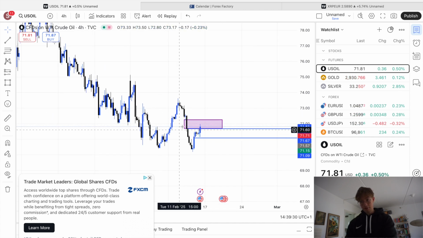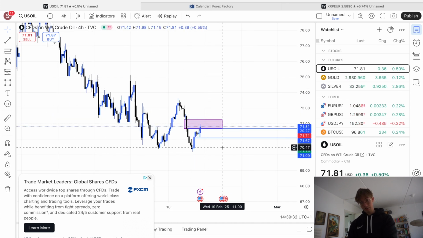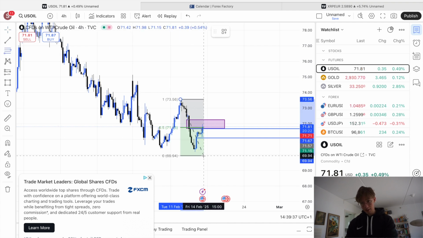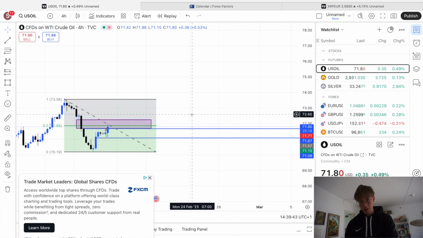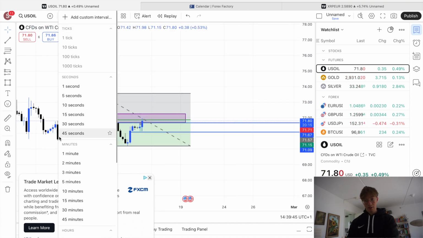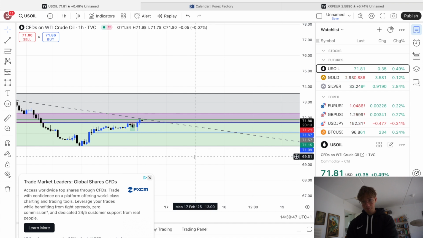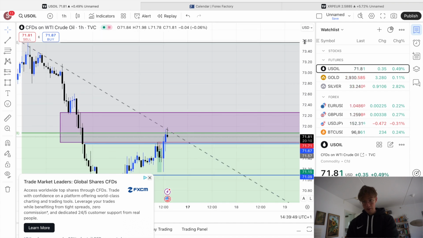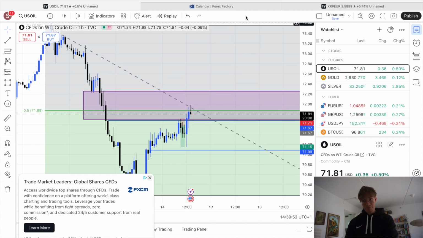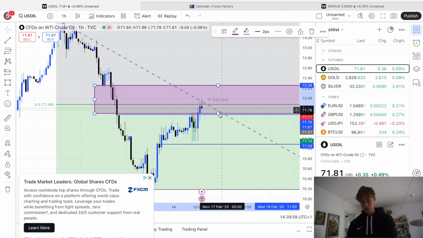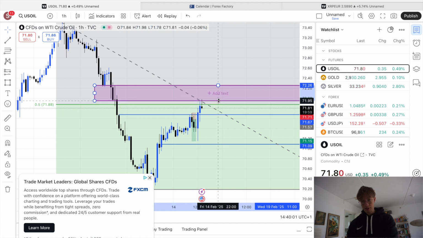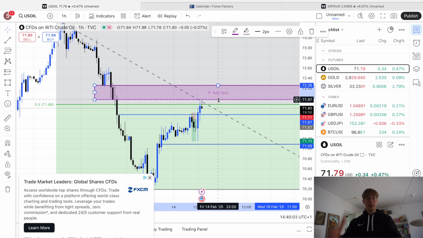We have a 4 hour fair value gap. We're still going down. We had equilibrium from this high to this low, and as you can see, we just tapped into it. Going on to the hourly. Yeah, so I guess we're within equilibrium. And now we can move this fair value gap up because it has taken the value out.